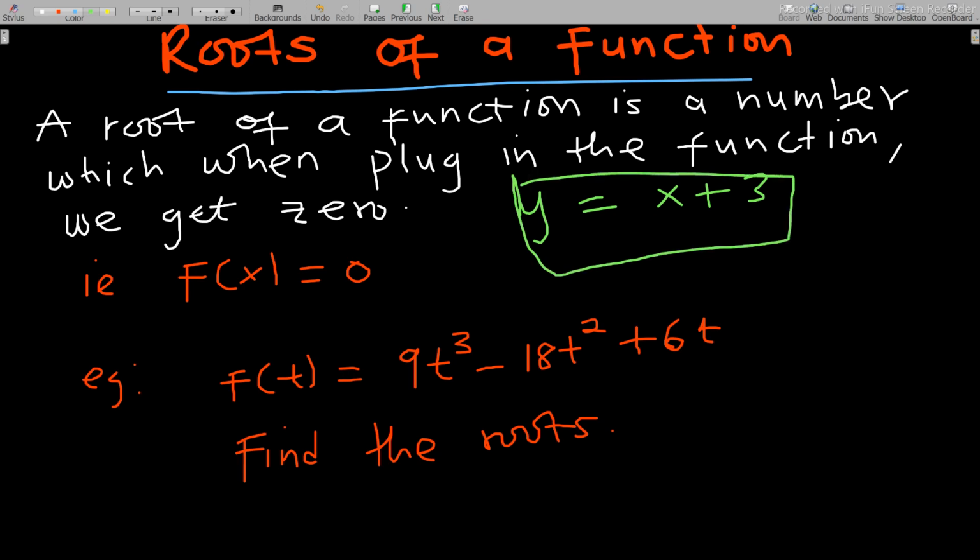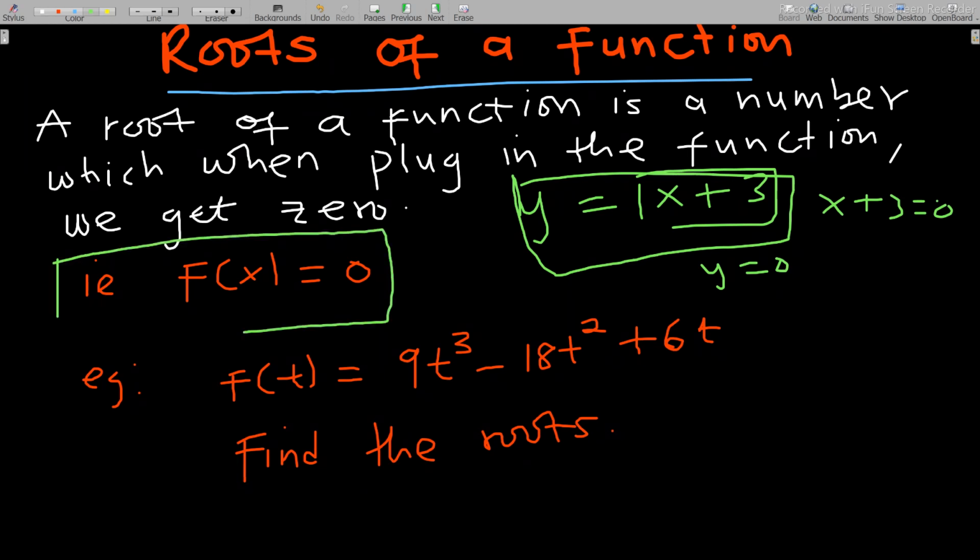Definitely here we can see that if I put negative 3 in place of x, I get y equals 0. So in other words, simply set y equals 0, meaning whatever expression is given by y, that is x plus 3, should also be equal to 0. That is what this means. Then you compute for your x, and those values will be the roots of the function. That is what I've written here, that is f of x equals 0.